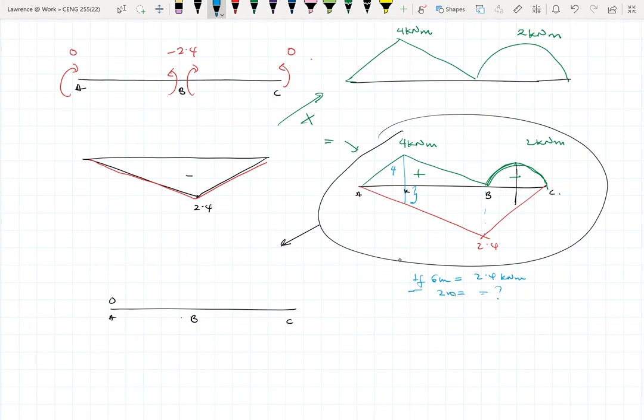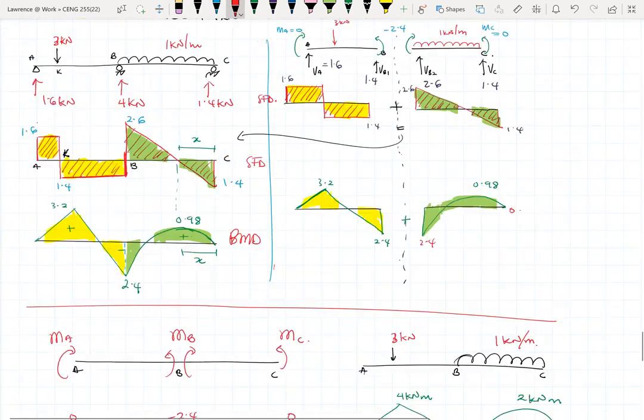Okay, so it becomes 2.4 times 2 over 6. Okay, so that's the idea. So times 2 divided by 6. So K is 0.8. Okay, so at K, we have plus 4 minus 0.8. Okay, and that will give us 3.2. So at K here, the moment is actually a positive moment. So it's 3.2, which is the same as what we had over here. All right.